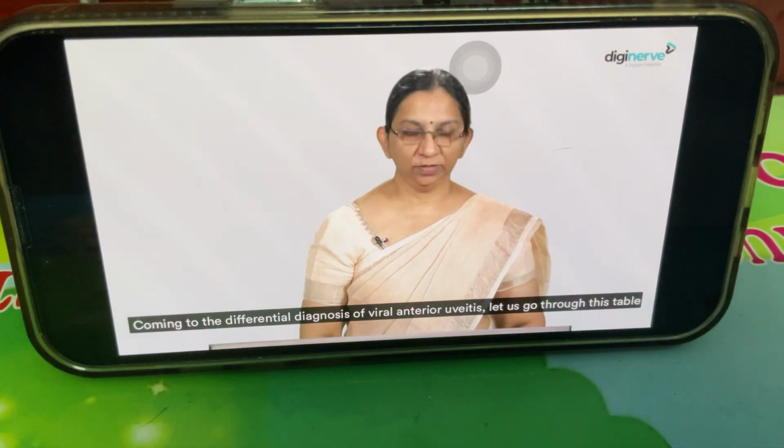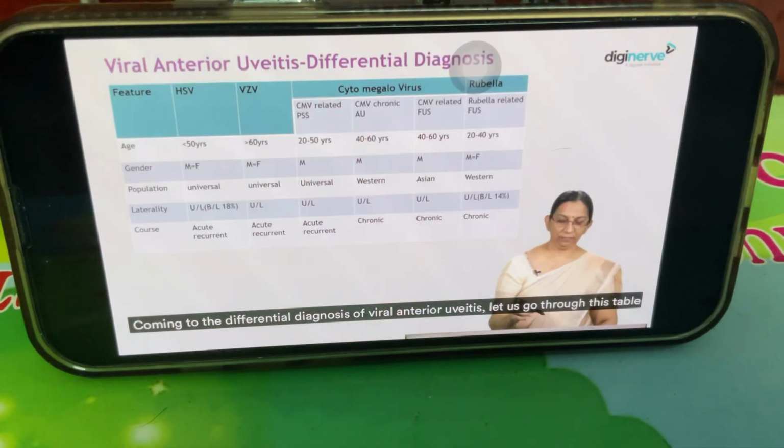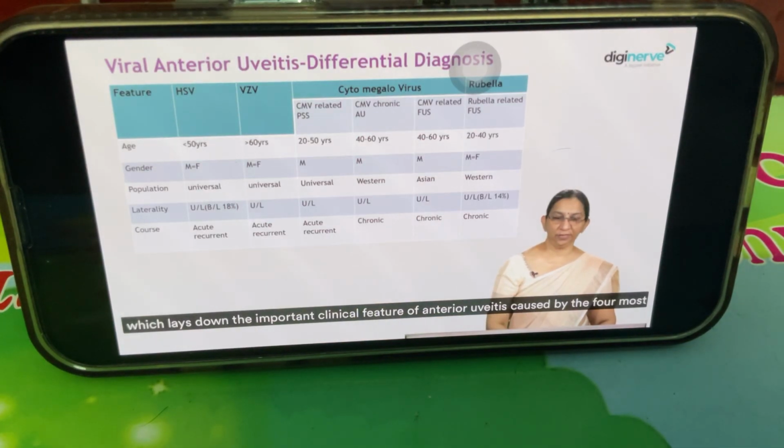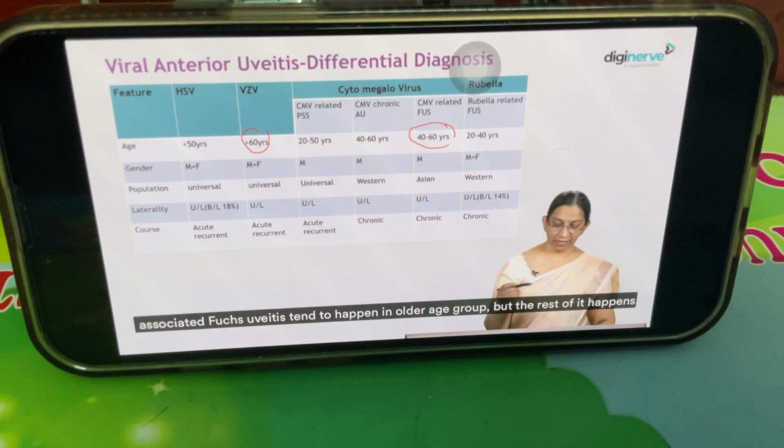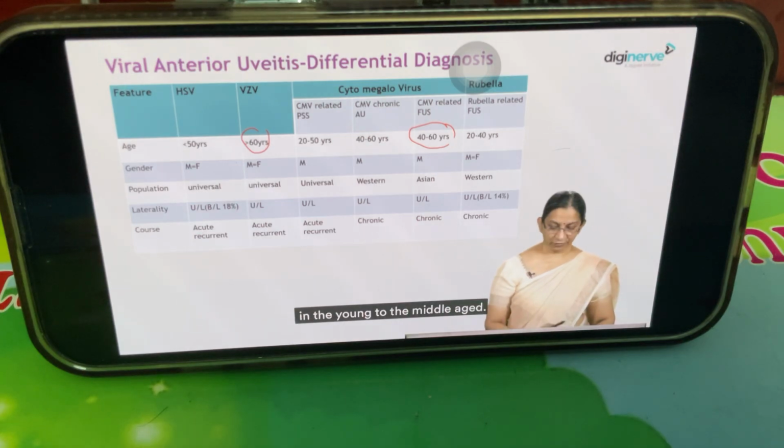Coming to the differential diagnosis of viral anterior uveitis, let's go through this table, which lays down the important clinical features of anterior uveitis caused by the four most common viruses, namely herpes simplex, herpes zoster, cytomegalovirus, and rubella. Now, coming to the age of the patient, the varicella zoster virus, as well as the CMV-associated Fuchs uveitis, tend to happen in the older age group, and the rest of it happens in the young to the middle-aged.